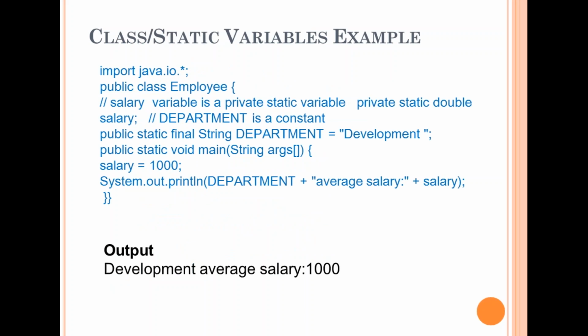Instance variables. Instance variables are declared in a class but outside a method, constructor, or any block. When space is allocated for an object in the heap, a slot for each instance variable value is created. Instance variables are created when an object is created with the use of the keyword new and destroyed when the object is destroyed.